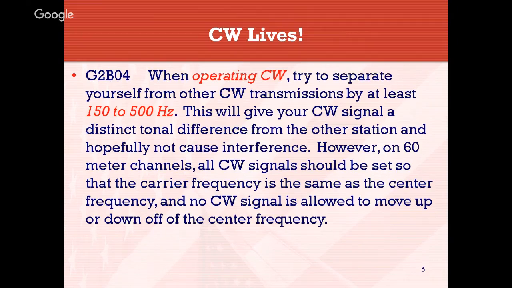Okay. So when operating CW or Morse code, that's kind of interchangeable, try to separate yourself from other CW transmissions by at least 150 to 500 hertz. CW is one of the most efficient ways to communicate, by the way. It's definitely a narrower signal than single sideband.